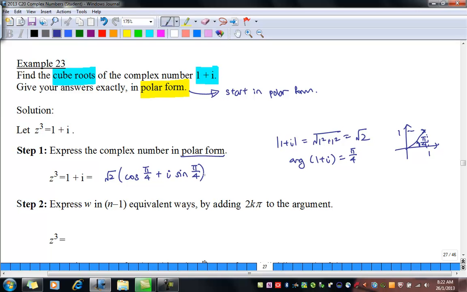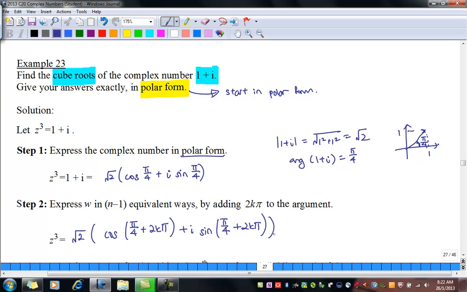The next thing we are going to do is to generate the extra n minus 1 versions of w by adding 2k pi to the argument. So this tells me that I can also write w as cosine of pi over 4 plus 2k pi. In the end, after I consider the principal value, it still falls back to the same complex number.